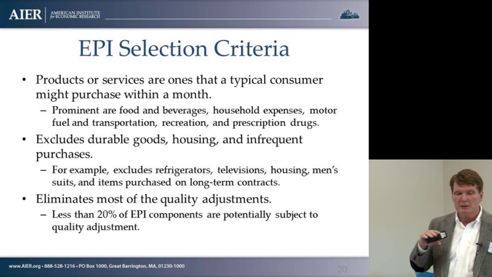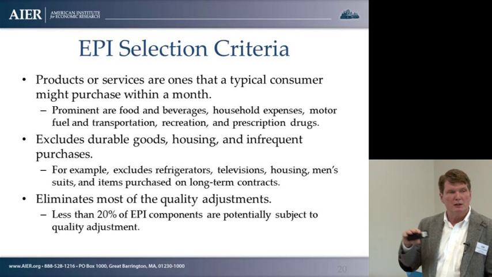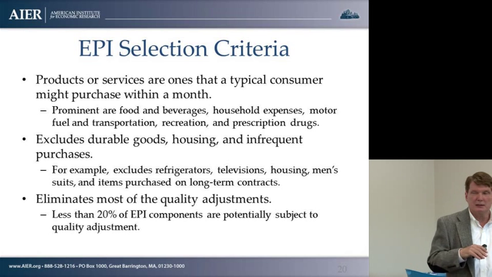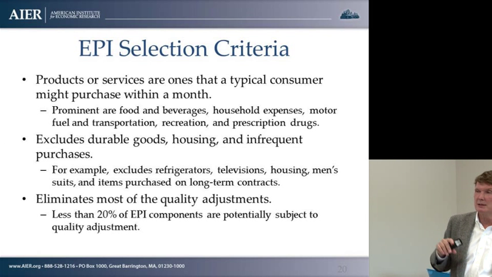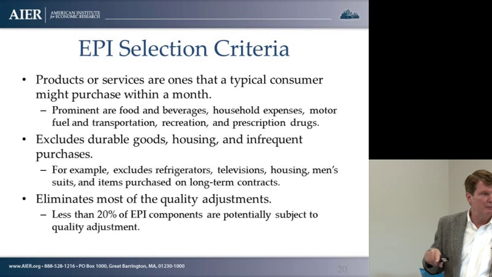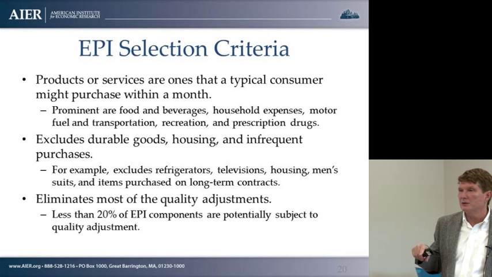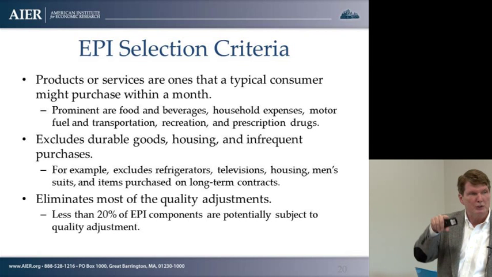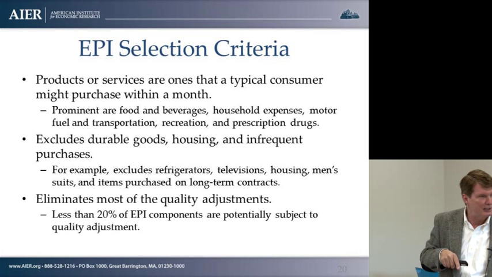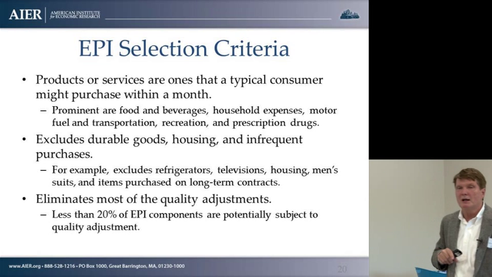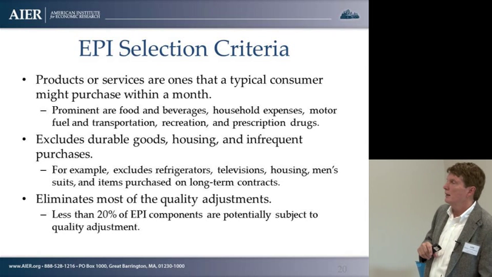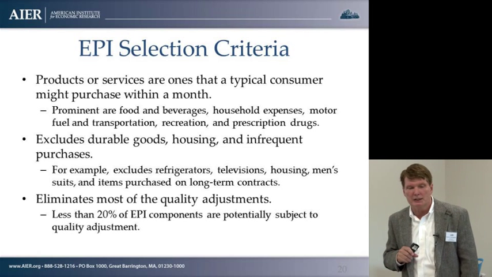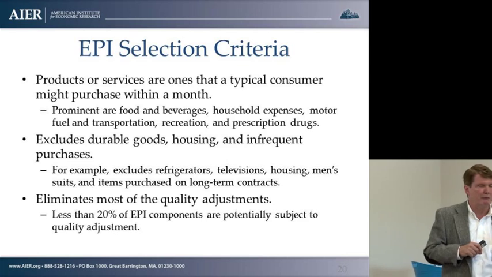Because of removing the durable goods and some kinds of long-term expenditures, like in electronics and things, it eliminates most of the quality adjustments. It's a little hard to do the quality adjustments directly because they do that at the individual item level right after collection. But we know which ones are flagged, which ones are quality adjusted, and we've eliminated most of them. So we feel like we're getting a much better read on what the actual prices are. We think that less than 20% of the EPI components are potentially subject to quality adjustment. We think we've removed most of the big ones.